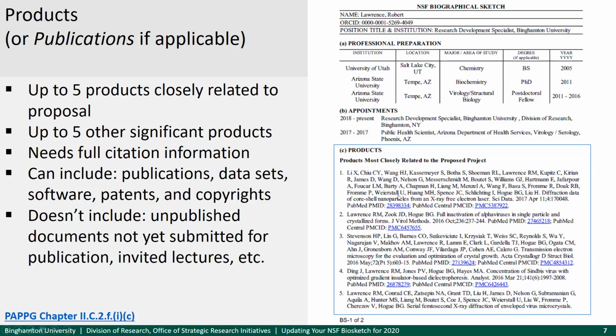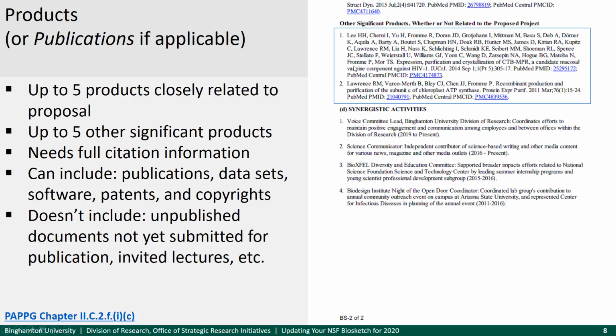One thing to bear in mind is that this section is broken down into two subsections. There are 5 products that are most closely related to the proposed project. If you're putting publications here, for instance, you'll want to tailor those to the ones most relevant to the proposal. Then there's another section, other significant products, whether or not related to the proposed project. Here you can put other things that are important, but maybe not as relevant to the proposal. Again, you can have up to 5 here. I've just included 2 of my own.